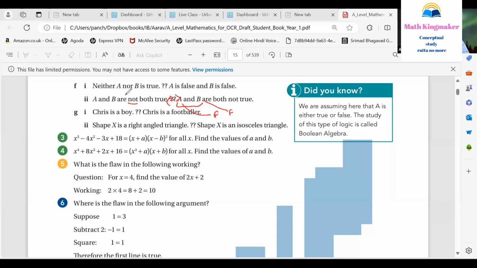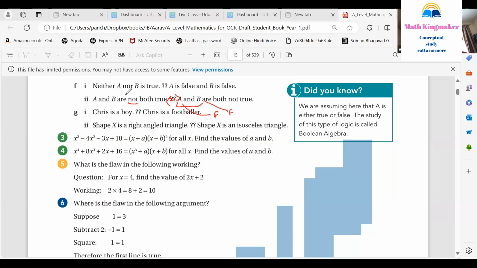But A and B are not both true. It doesn't say they're both false, though, sir. A could be true, B could be false as well. One is true, one is false, or both are false. We don't know. A and B are both not true.